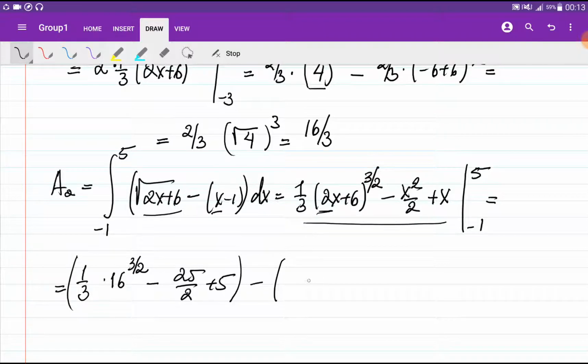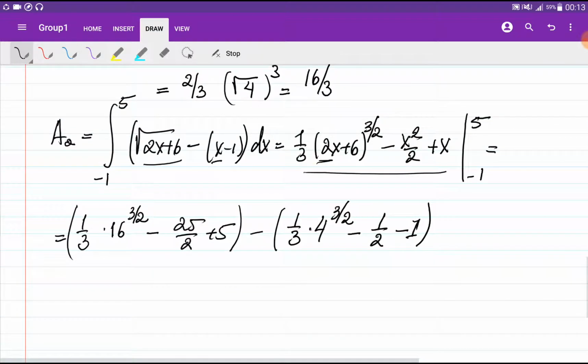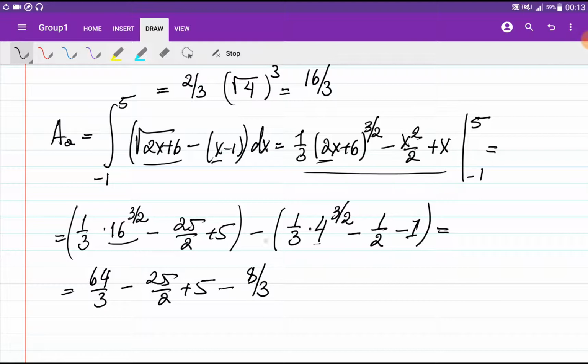So if I put the minus 1 to the first one, I will get 1 over 3 multiplied by minus 1. It will be 4 in the power of 3 over t, minus 1 in the square is equal to 1 over t. It will be 1 over t minus 1. Right? Now let me open up all the brackets. So if I evaluate this here, this is equal to the square root of 16, which is 4, in the cube, which is 64 over 3, minus 25 over t plus 6, right? Minus, here I have to find the square root of 4, which is 2 in the power of 3, it will be 8 over 3.